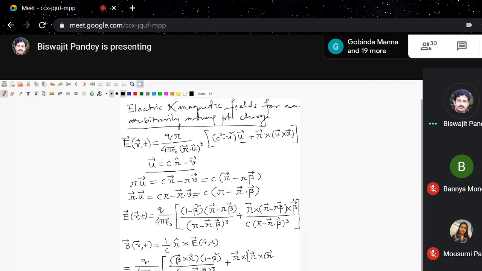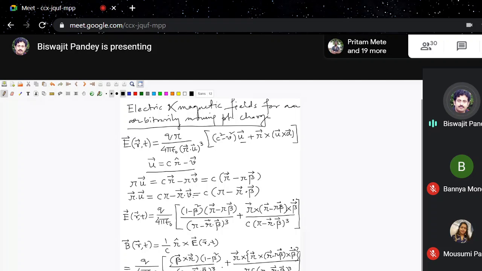R minus r beta cross beta dot. You see I have written r here, not r cap, so I have to divide by an r in the denominator. So that's why, because I have written an r vector, I divide it by r, and then whatever was there, c times r minus r dot beta whole cube, right? So this is the expression for magnetic field. Now look at these two expressions carefully, right?